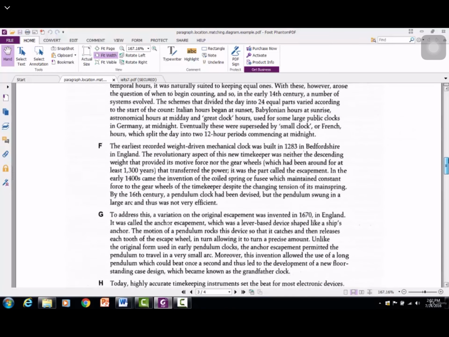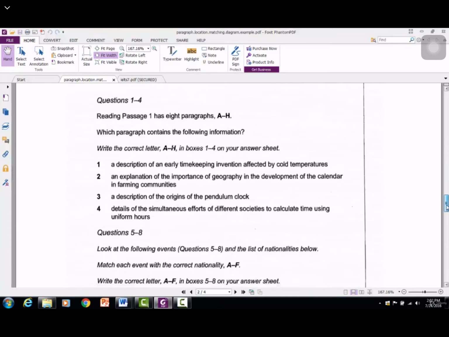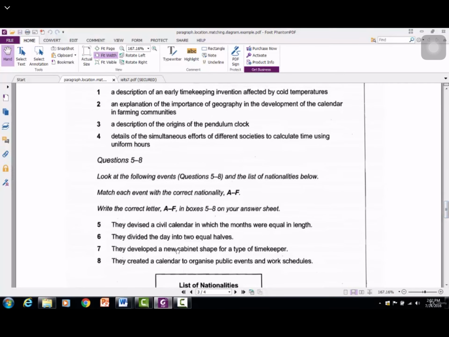English. Here's England right here. England is a substitute for English. In paragraph F, where it says England, the earliest recorded weight-driven mechanical clock was built in 1283 in Bedfordshire in England. The revolutionary aspect of this new timekeeper. Okay, so we see that England is a match for developed a new cabinet shape for a type of timekeeper. So number 7 would be England.